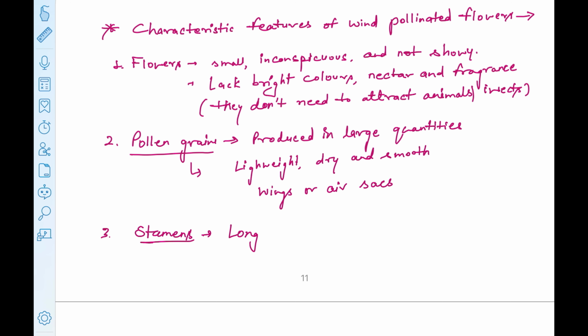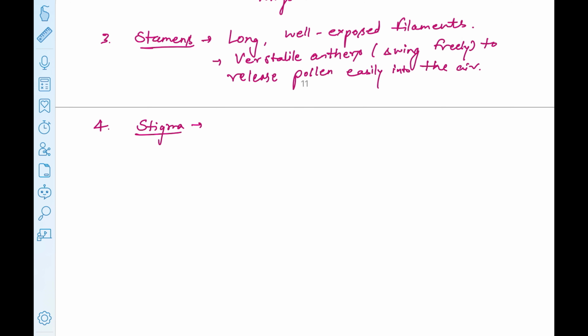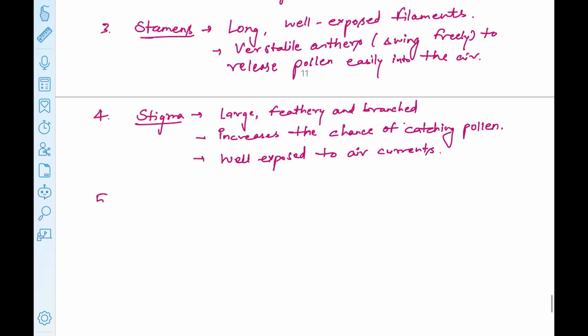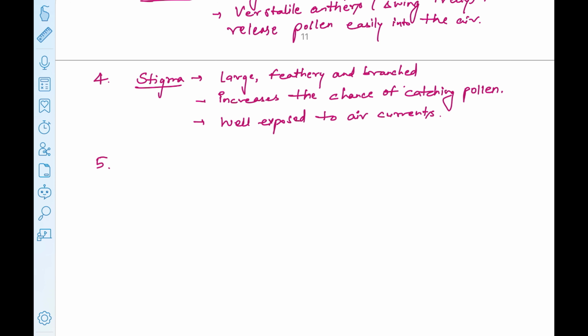And the stamens are long, they have well exposed filaments, and they have versatile anthers that swing freely to release pollen easily into the air. And their stigma is large, feathery, and branched that increases the chance of catching pollen. They are well exposed to air currents. The flowers are often found in clusters or inflorescences to release and capture more pollen.